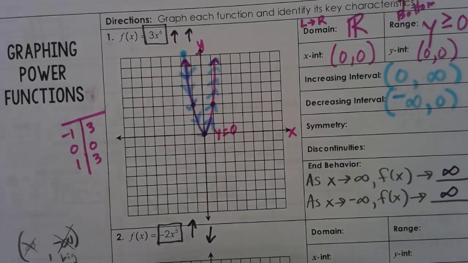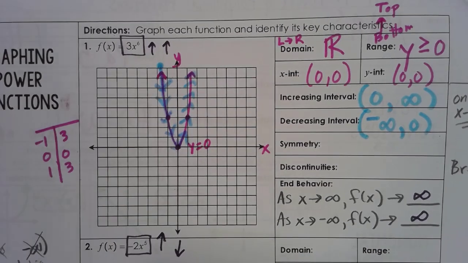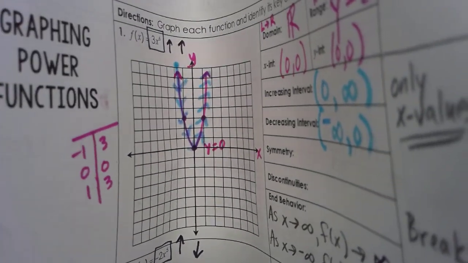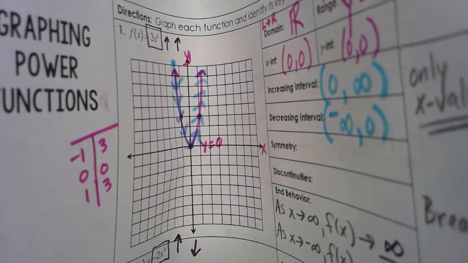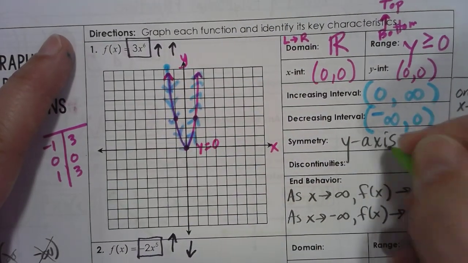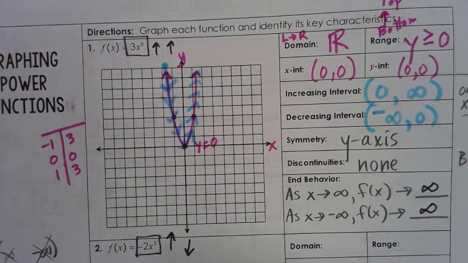All right, symmetry, y-axis or the origin. If I fold this along the y-axis, are the edges going to match up? Yes, because this is an even power, so this is going to have a y-axis symmetry, and it doesn't have any breaks in it, so just put none or no or something like that.